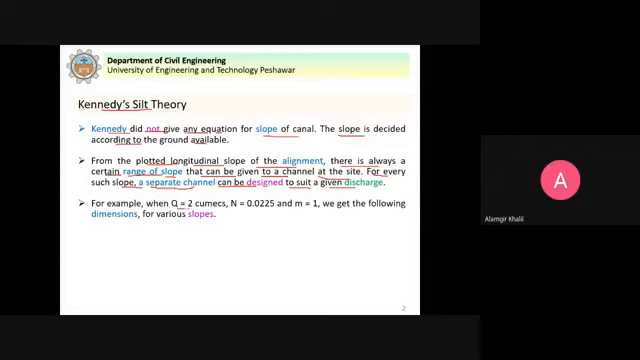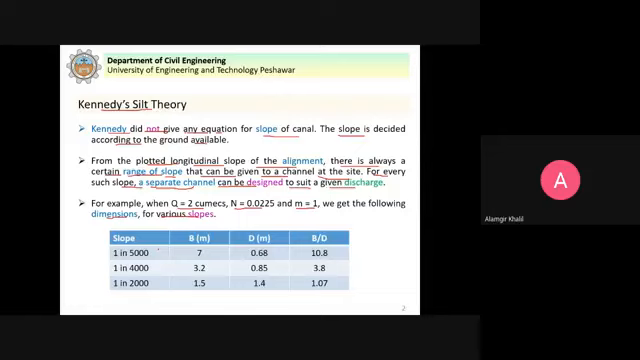For example, we consider the discharge of 2 cubic meter per second. This is the rugosity coefficient. M is the critical velocity ratio. So we get the following dimensions for various slopes. You can see here that if we consider the longitudinal slope of the canal is 1 in 5,000, the bottom width of the channel is 7 meter, and the depth of water is 0.68 meter, giving the ratio B by D is 10.8.